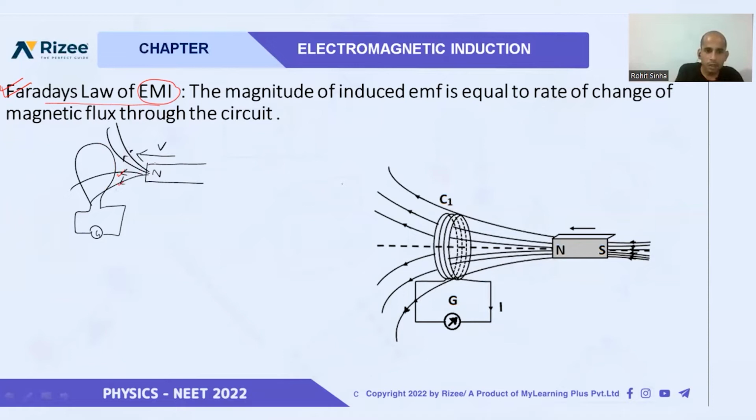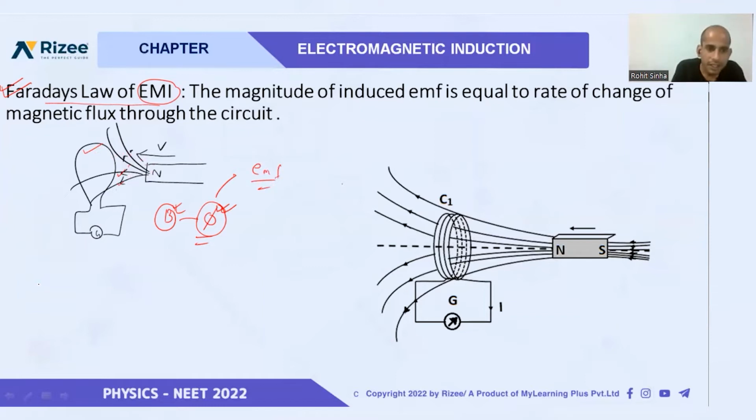But if the magnet comes very close to it, all four lines will come inside the coil. Then we can say that with the movement of this magnet, the magnetic field is changing. If the magnetic field is changing, that means the magnetic flux is changing. That is the Faraday law. It tells that whenever the flux linked with a coil is changing, then an EMF is induced in the coil.